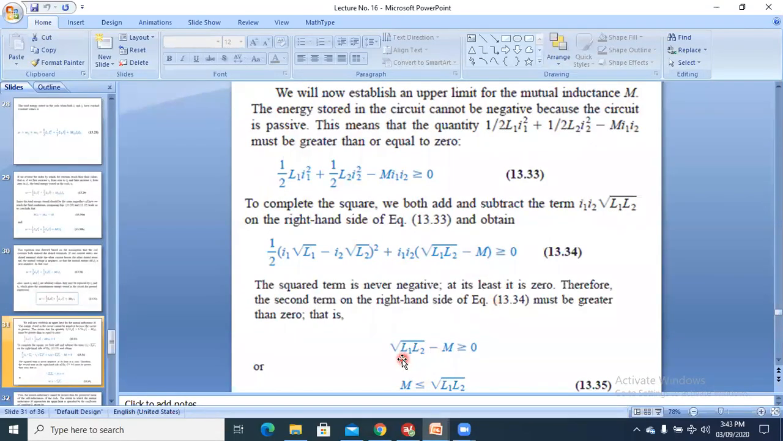Or we can simplify this relationship: M and the square root of L1 L2, the subtraction must be greater than or equal to 0. So the value of mutual inductance is at most the geometric mean of the self-inductances of the two coils which are in close proximity. So that relationship is very important.